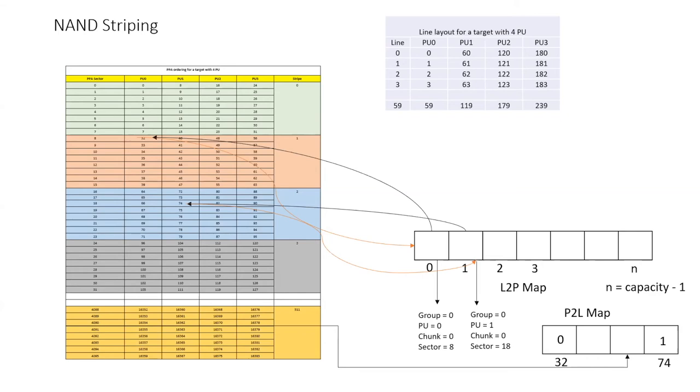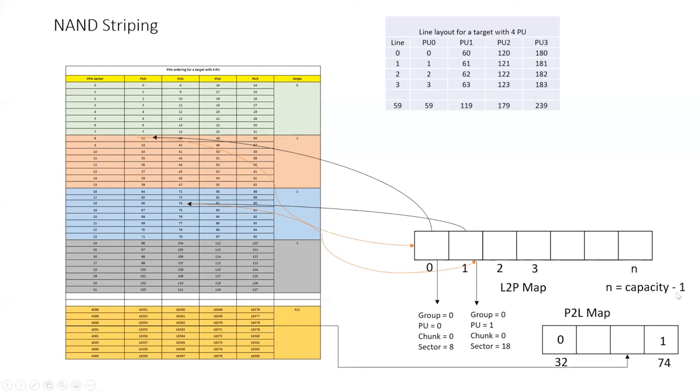And high density NAND also provides an extra restriction that we have to write sequentially inside a block or inside a chunk. So for example, I can only write in this direction inside a chunk. But what we are choosing to do instead is writing this one and this one, and so on, right? So in our case, we are highlighting a scenario where LBA 0 is written to sector 32. Sector 32 is relative to the entire line. But the actual physical address would be group 0, PU 0, chunk 0, and sector 8. Similarly, sector 1 is located at 74, which is group 0, PU 1, chunk 0, and sector 18, right?